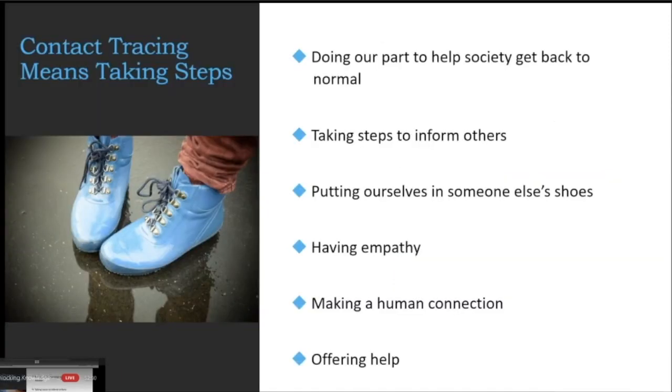Contact tracing means taking steps. We're doing our part to help our society get back to normal. We take the steps in our interview process to help stop the spread. But in doing so, we also put ourselves in someone else's shoes. We have empathy for them and for their particular circumstances, even if they are very different from us and from our own experiences. And in doing so, we make human connections. And that's how we can offer the most help right now.